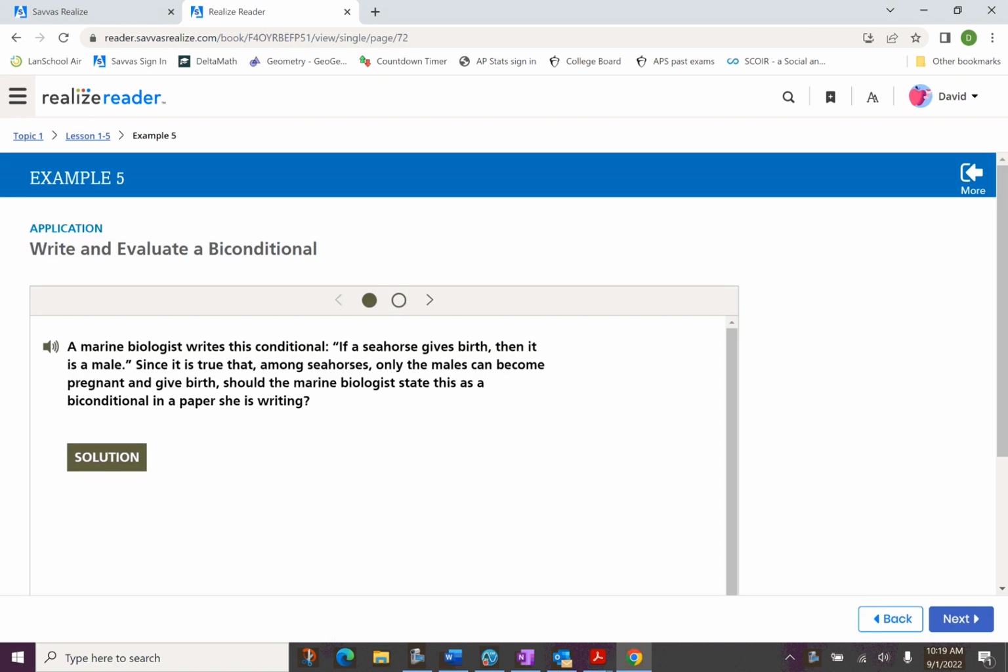A marine biologist writes this conditional. If a seahorse gives birth, then it is a male. Well, that's true. Don't know if you knew that about seahorses. Only the males can become pregnant and give birth. Should a marine biologist state this as a biconditional?